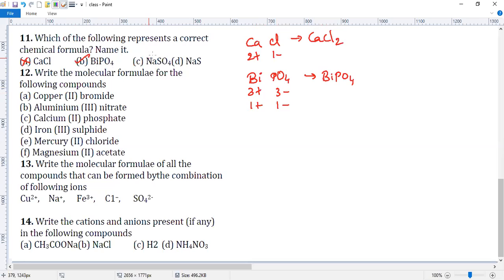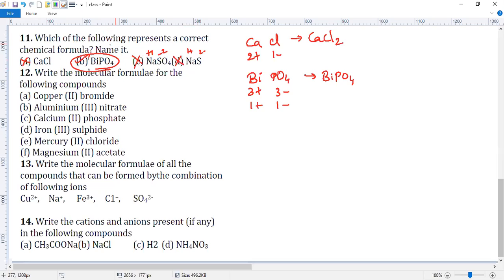NaSO4: sodium is plus 1, SO4 is 2 minus, so Na2SO4 should come. So this is also wrong. NaS, sodium sulfide. Na is 1 plus, whereas sulfide is 2 minus. In that case, you should get it as Na2S. So all other things are wrong except for BiPO4.